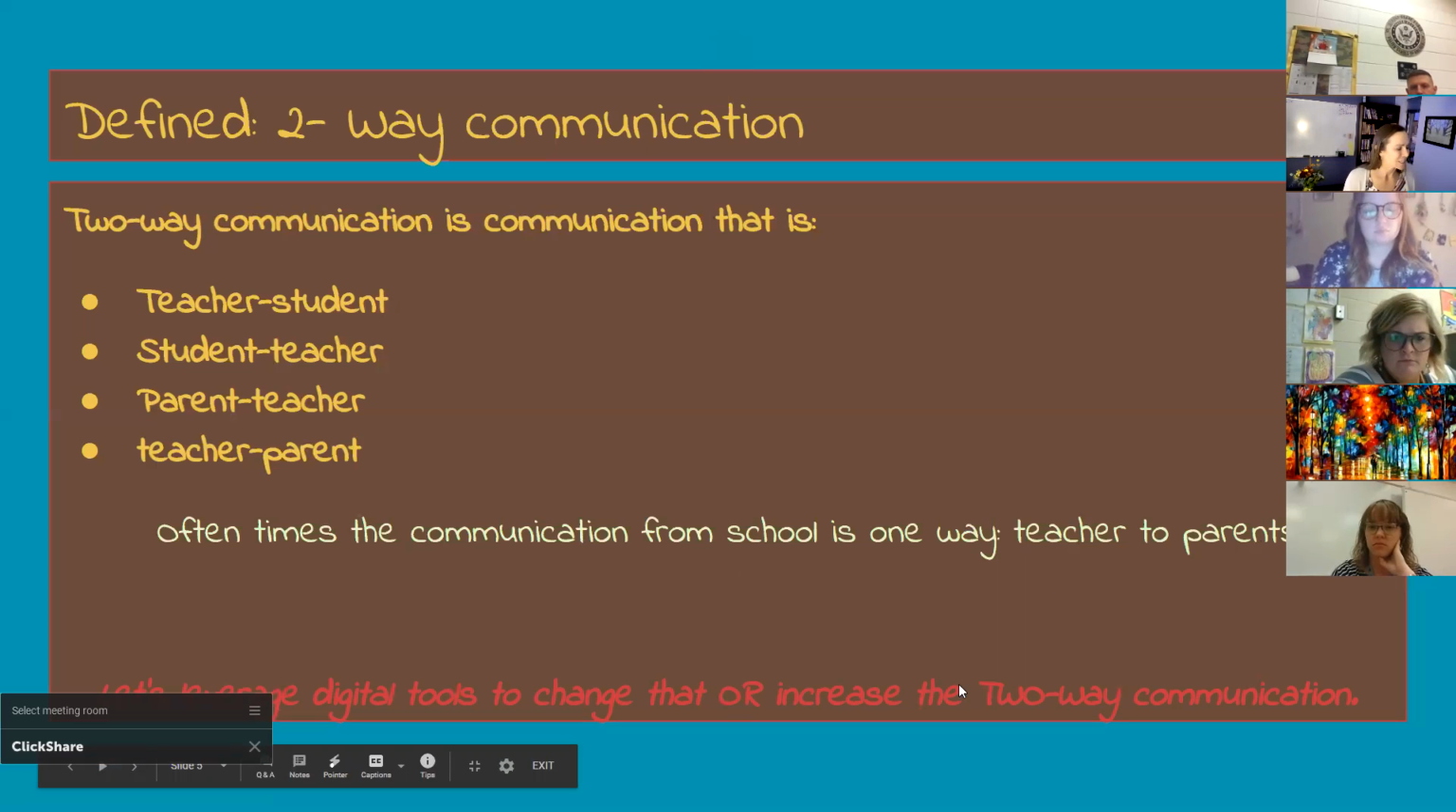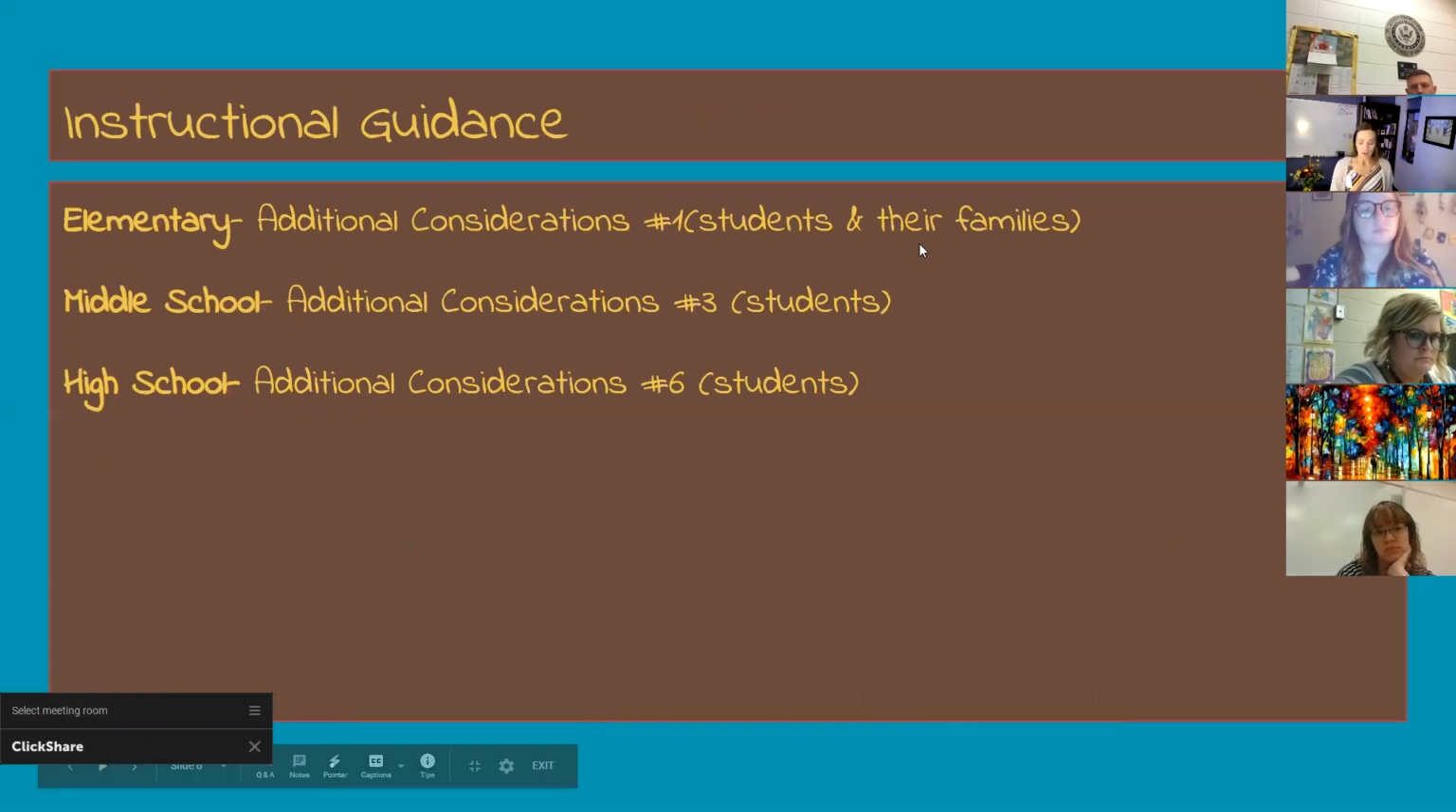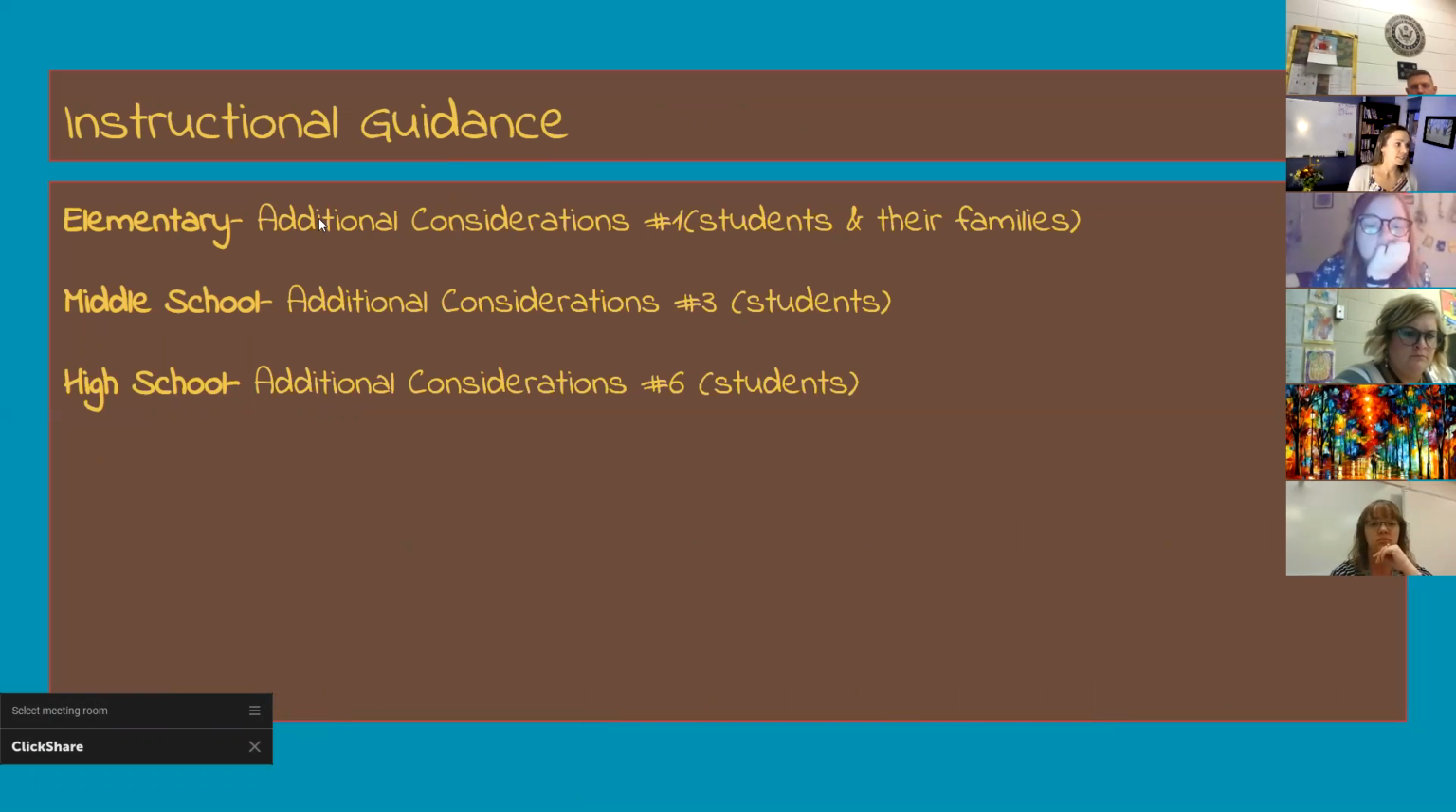One second here. What are some digital tools that we can use to change or increase our two-way communication? So this is going to be coming from our instructional guidance. If you look at those additional considerations for all of them, and I put the number 1 there, I know it's a little funky font, but elementary really emphasizes in the instructional guidance communication with students and their families. So that would make sense for the K-5 setting.